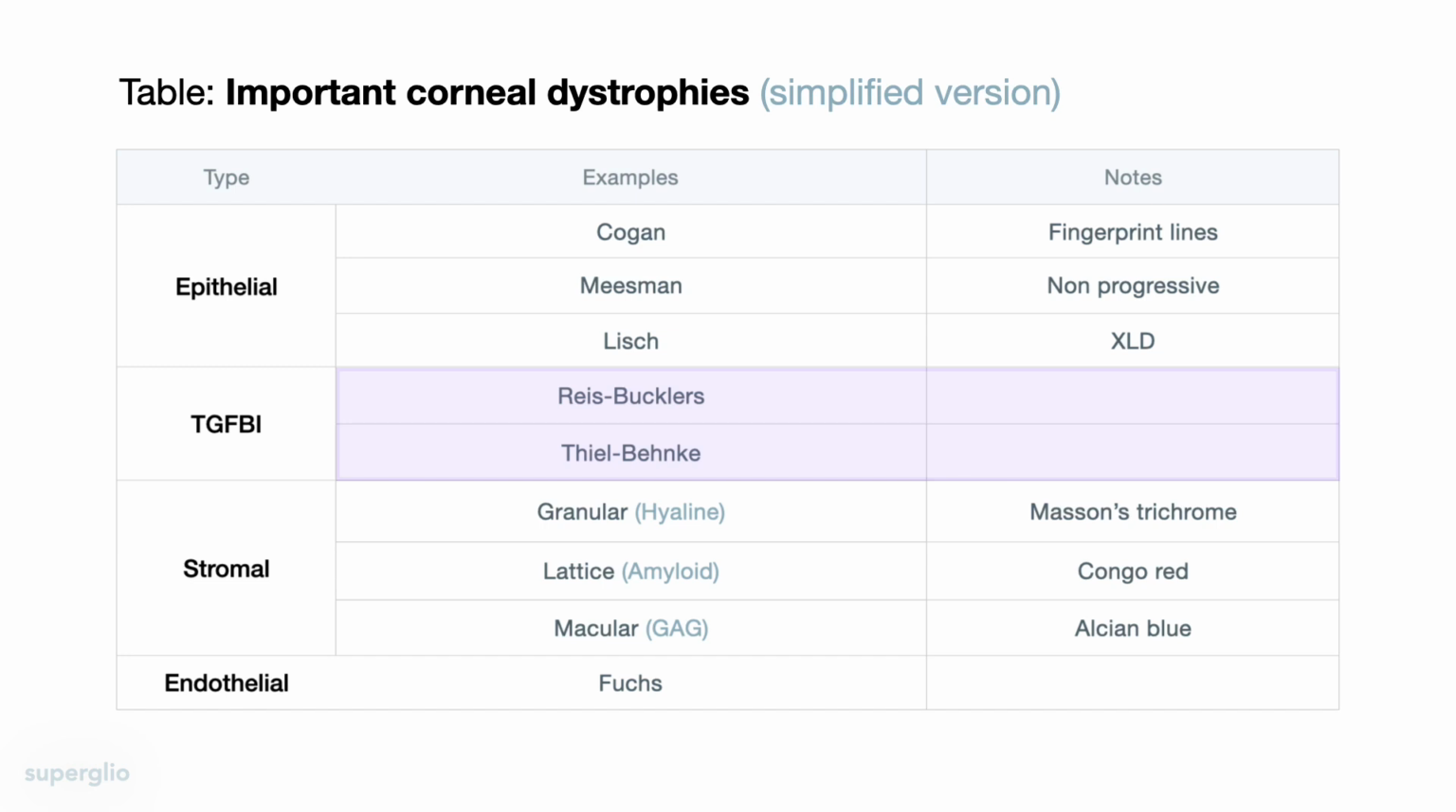So we have Reis-Bücklers dystrophy and Thiel-Behnke dystrophy. B is the key letter here. TGFBI and Bücklers and Behnke.